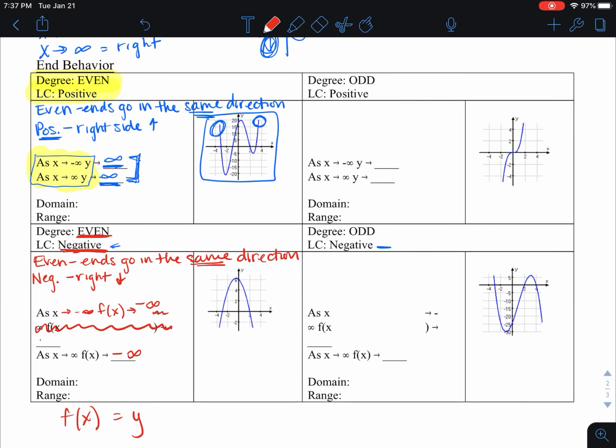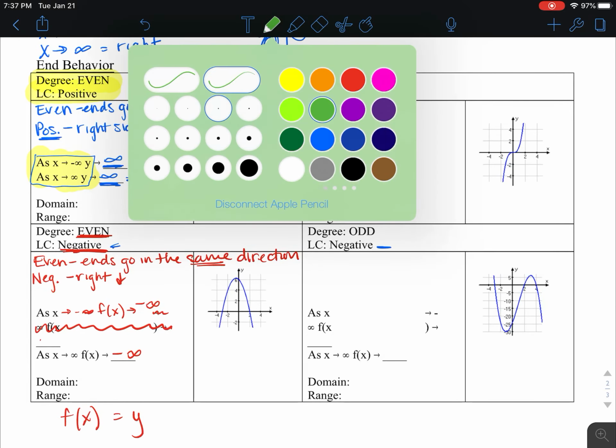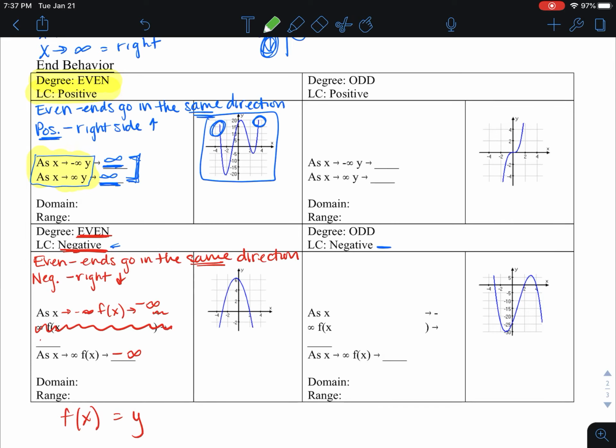All right, we'll come back to domain and range. Actually, let's do domain and range right now. 99% of the time, your domain is going to be all real numbers. If you have an absolute max or min, which is what happens when you have an even degree, this one has an absolute min and this one has an absolute max.